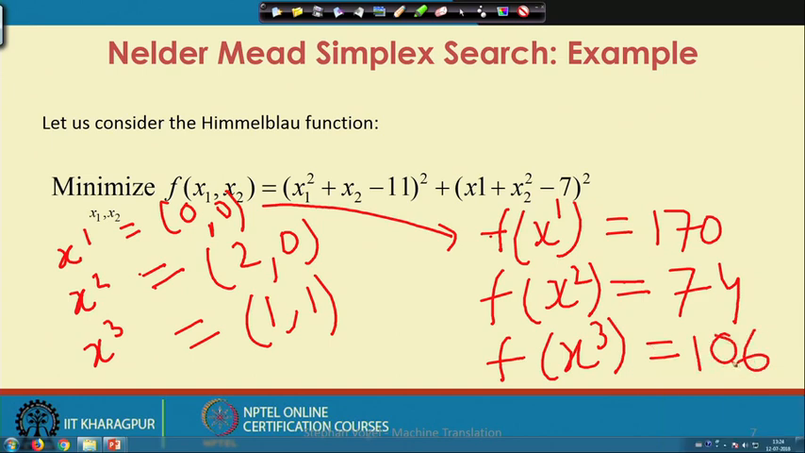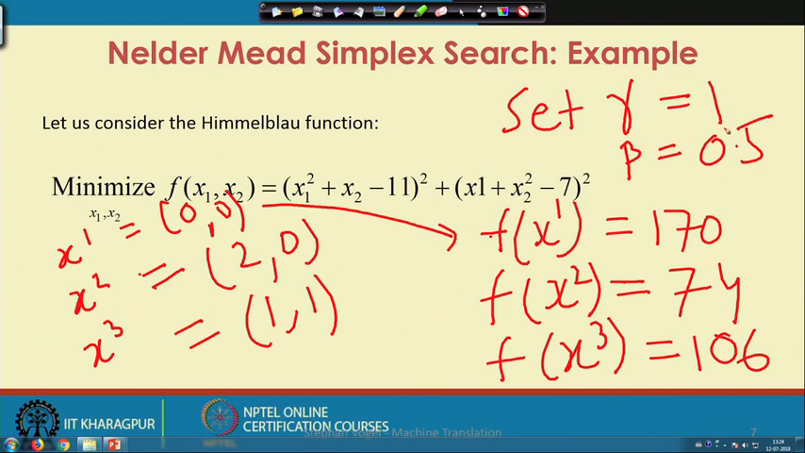So, the worst point is x1. Set gamma equal to 1 and let us say beta equal to 0.5. You also need to set epsilon as a small value, let us say 10 to the power minus 3. So, what you will do now is reflect point x1.